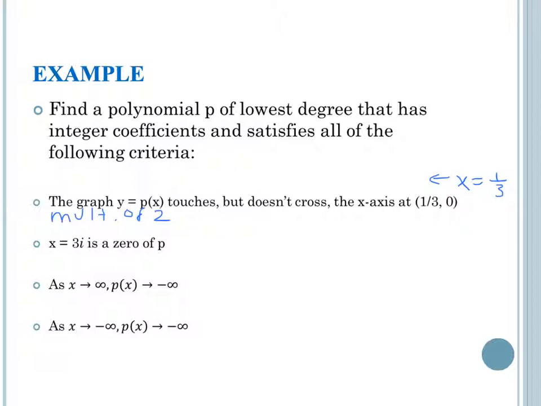So we have a zero at 3x, let's see, minus 1. And if we've got a multiplicity of 2, that would tell me the factor 3x minus 1 squared comes from this piece of information. From this piece, 3i is a zero. Well, if we have 3i, we also have negative 3i.